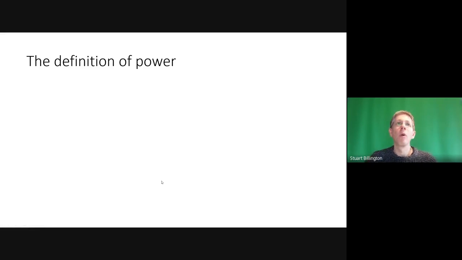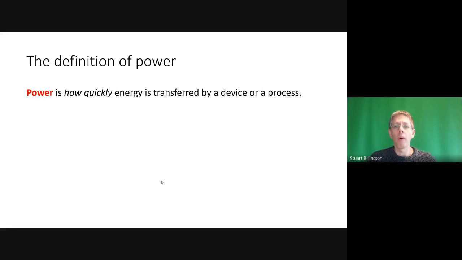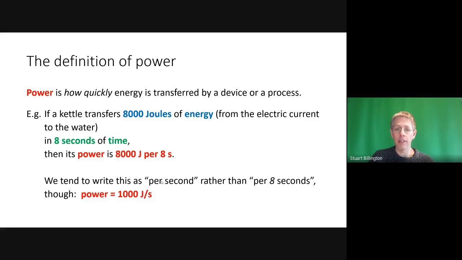Okay, we need to start with a definition of an everyday word, which is power. So in physics, what the word power means is how quickly energy is transferred by a device or a process. So it has a real meaning, a definition. So let's look at some examples.